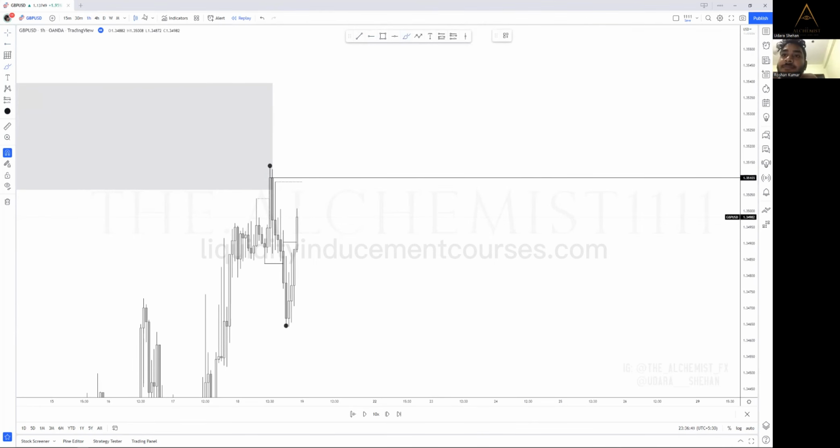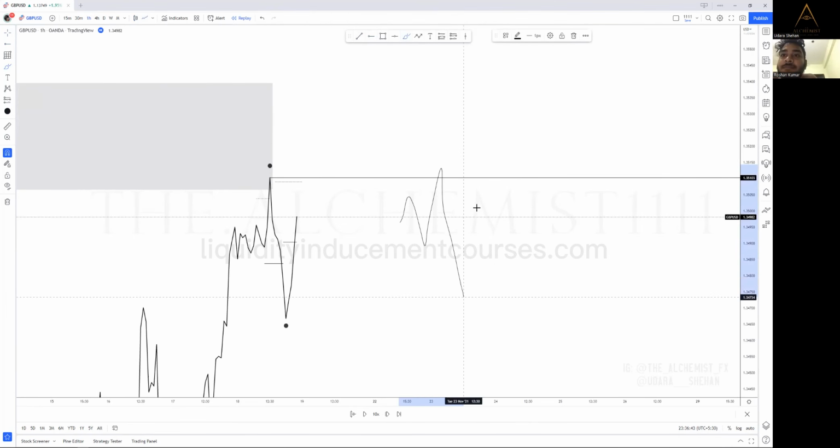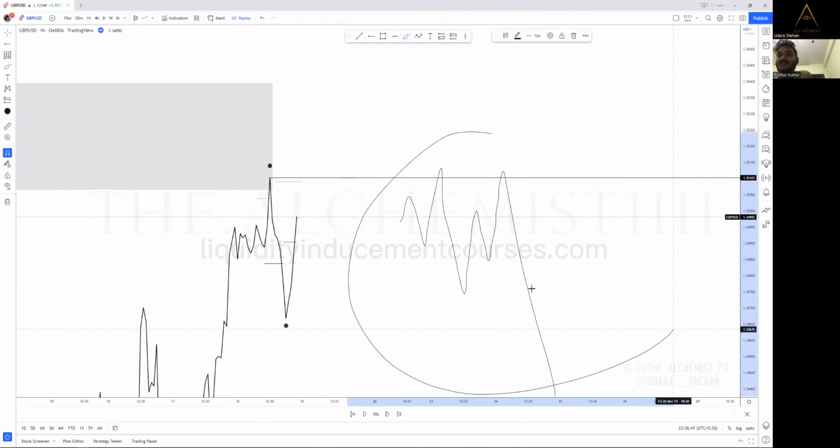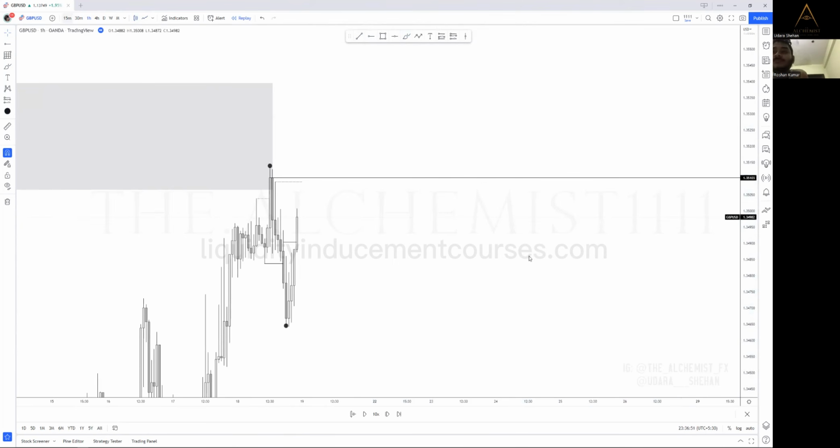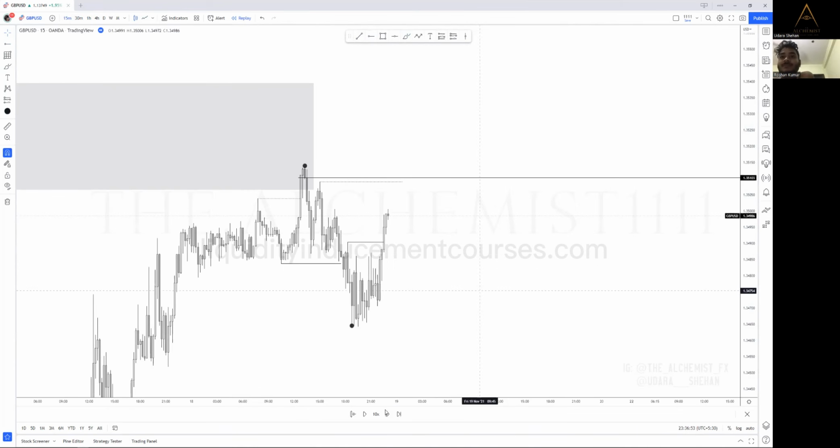Or else use a line chart, you're getting this setup. Boom. You know what happens when this setup forms. Okay, it will melt. For sure it will. Now let's wait for the right time.